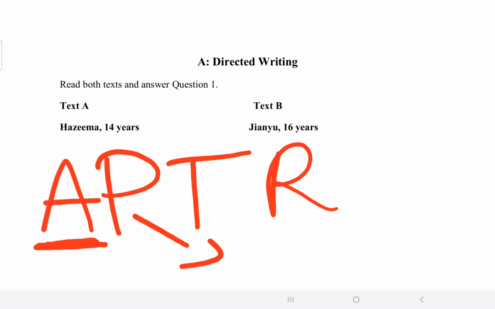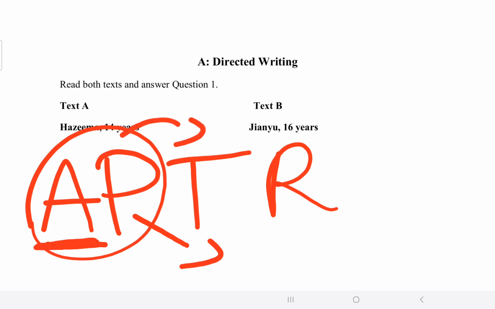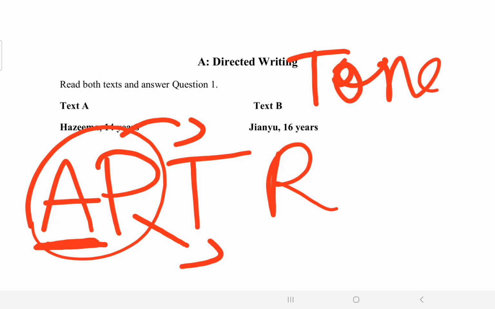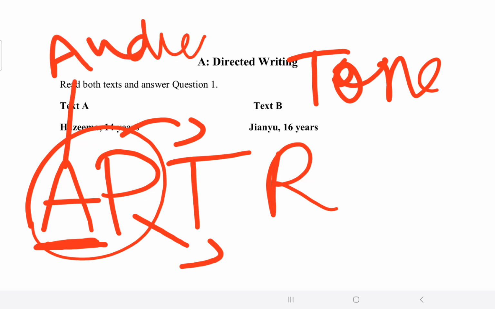Once you are clear about your audience and your purpose, then you move to the third thing, that is the tone of your directed writing task, and you set this tone according to the audience. We have discussed these things a lot. This is just a recap. And once you are clear about the tone, whether this is formal, informal, neutral, or semi-formal, after that you set your register.